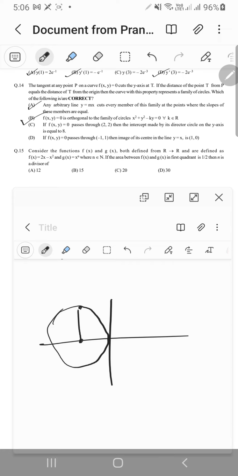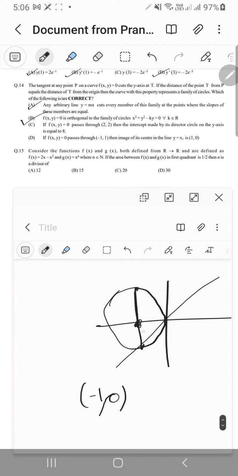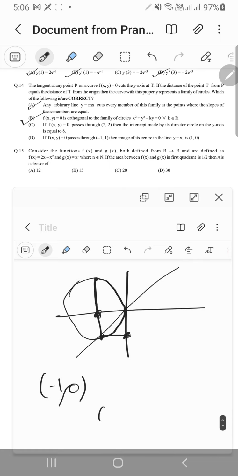Okay, passes through, and then the image of its center in the line y equal to... this line is y equal to negative x. Okay, that's not the way. This would be line y equal to x. So its image of its center, of course. So this center is negative 1 comma 0. So that would just be like over here. So it's going to be 0 comma negative 1. What's the big deal with this? So the image of its center is not 1 comma 0.